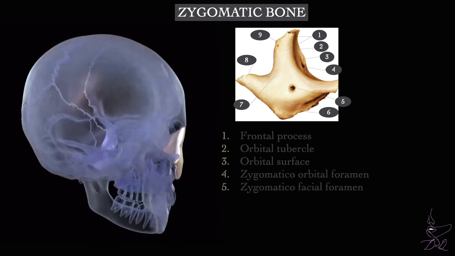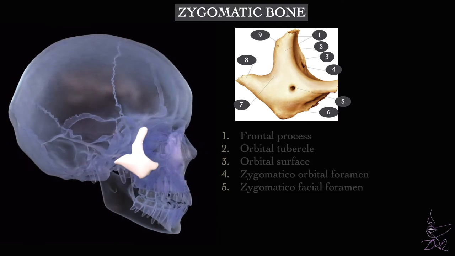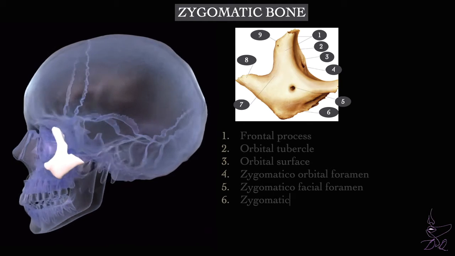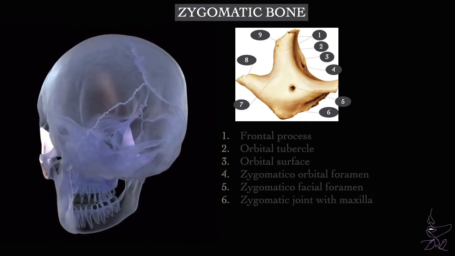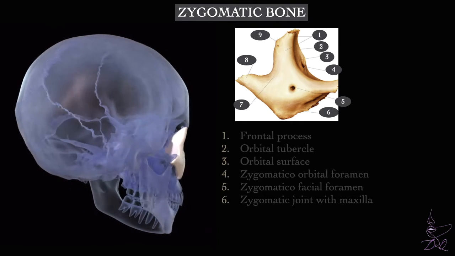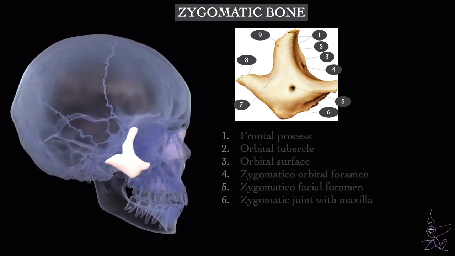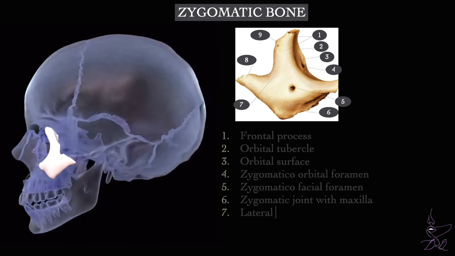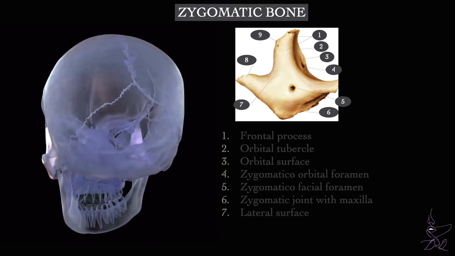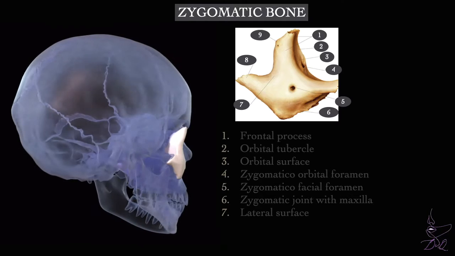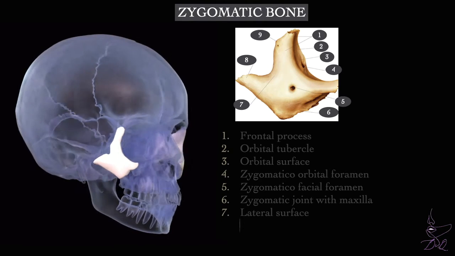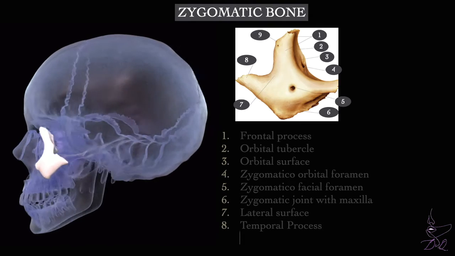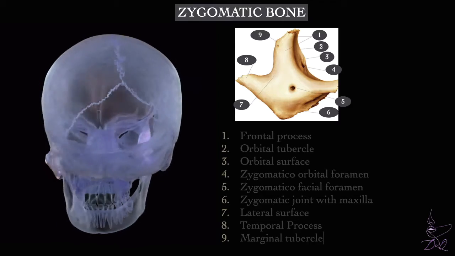The zygomatico-facial foramen transmits the zygomatico-facial nerve, artery and vein within the orbit and the face. The lateral surface serves as an attachment area of the zygomaticus major muscle on its anterior half and the zygomaticus minor muscle on its posterior half. The temporal process originates from the lower half of the zygomatic bone. And then we have the marginal tubercle.